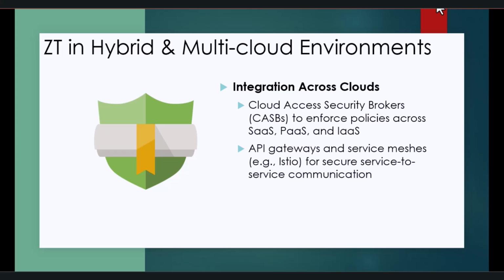Integration across clouds, leveraging cloud access security brokers to enforce policies, to assist with compliance, to assist with data loss prevention, and to help you with your single sign-on when you have multiple SaaS providers and other vendors. And it's very popular to use API gateways. So for example, the API gateway at Amazon Web Services running a bunch of server-based and serverless things behind that, or service mesh like Istio for secure service-to-service communication.